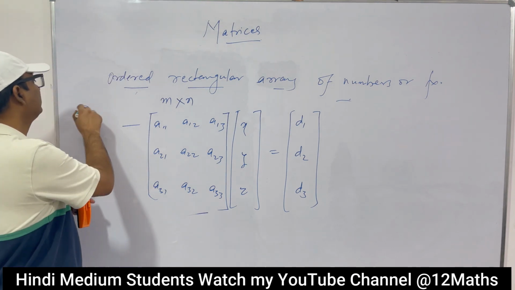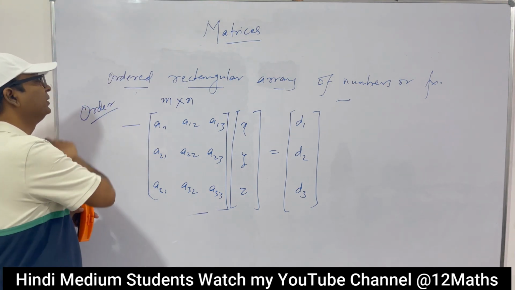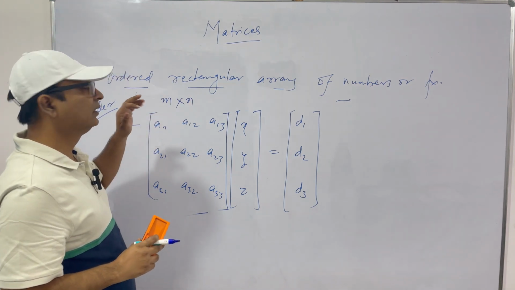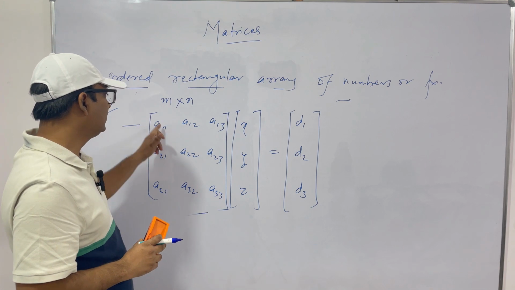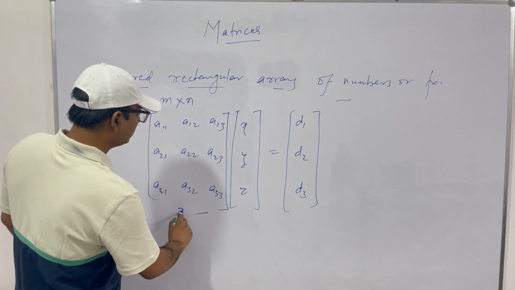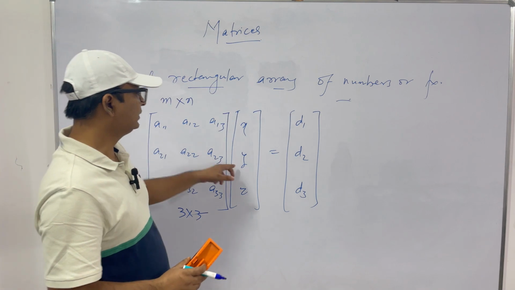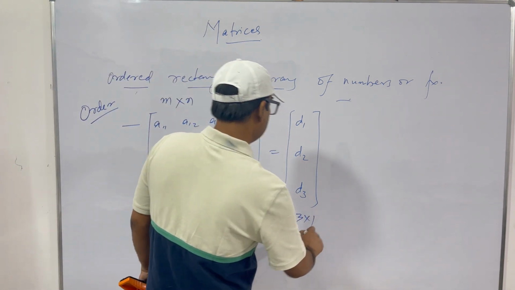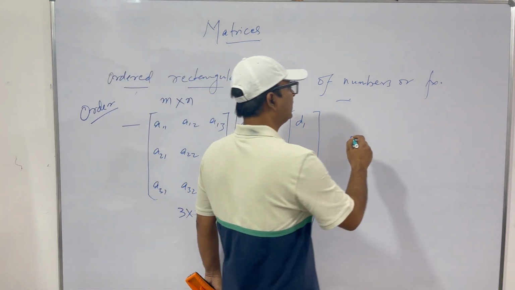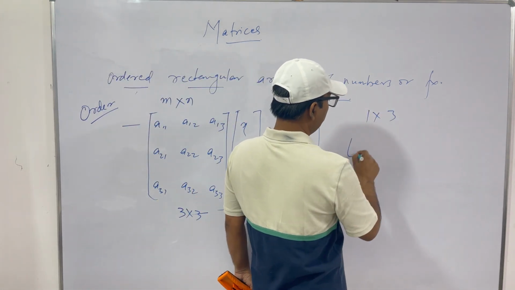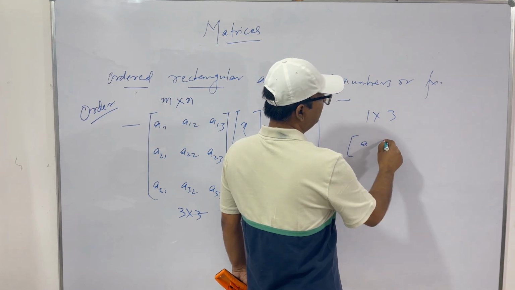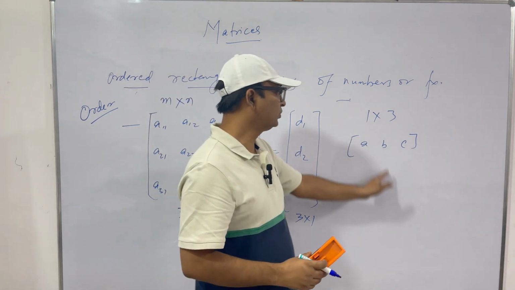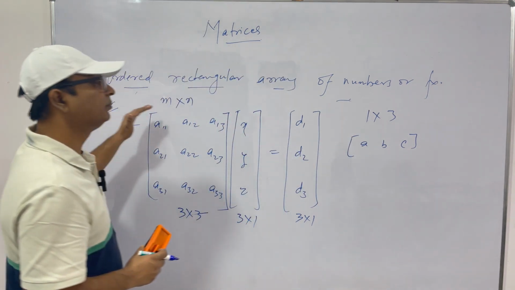Clear? Now I am introducing a new term, order of the matrix. The order of a matrix is m cross n, where m is the number of rows and n is the number of columns. So this is a 3 cross 3 matrix. This is a 3 cross 1 matrix. This is also a 3 cross 1 matrix. Let's say we want to see a 1 cross 3 matrix. This will be a, b, c. This is 1 row but 3 columns. So this is the order of the matrix.